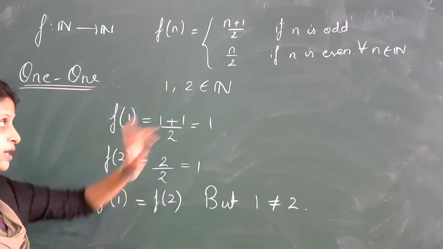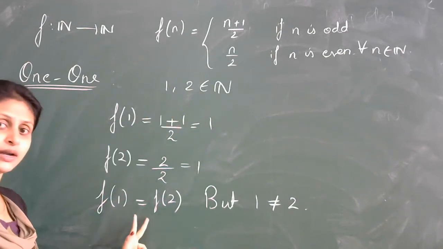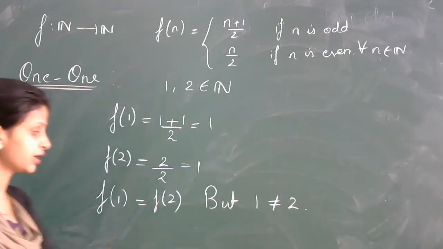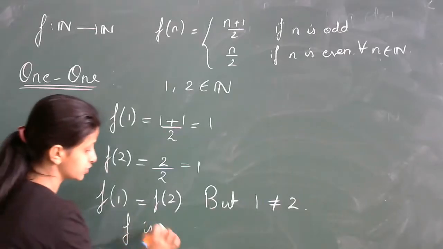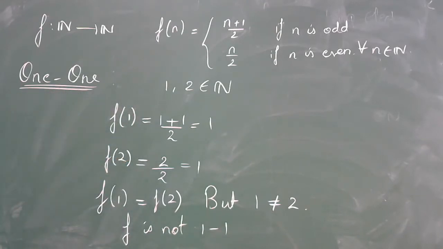So I have two elements from the domain such that their images are the same. But we can observe that the two elements are different. And hence you can conclude that the function f is not a 1, 1 function. I hope you understood, students, how it is not a 1, 1 function.